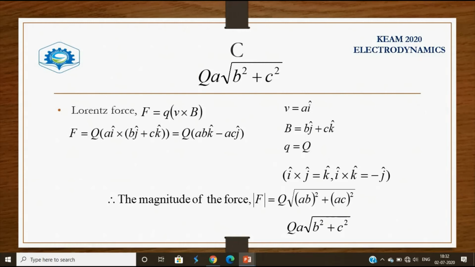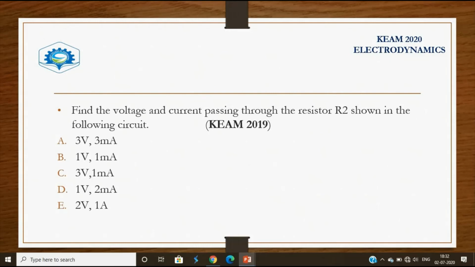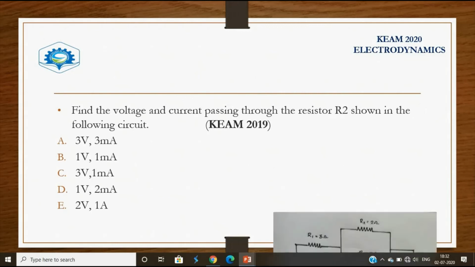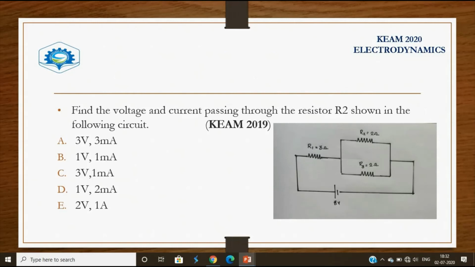Next question is, find the voltage and current passing through a resistor R2 shown in the following circuit. This is the circuit. We have two resistors which are connected in parallel, and another one, R1, which is 3 ohm, is also connected, and everything is connected to an 8-volt supply. And these are our 5 options.